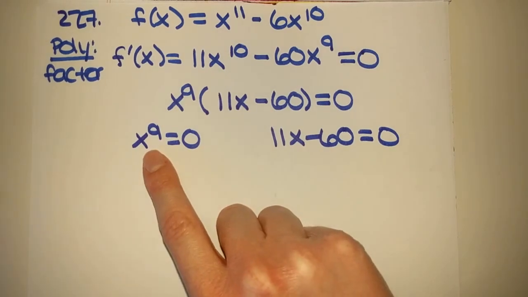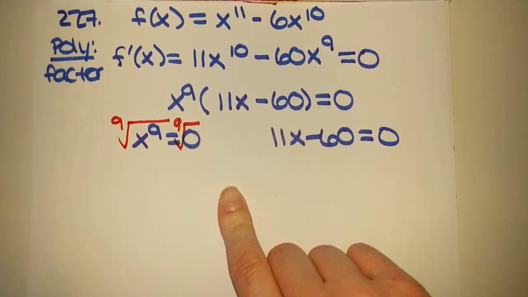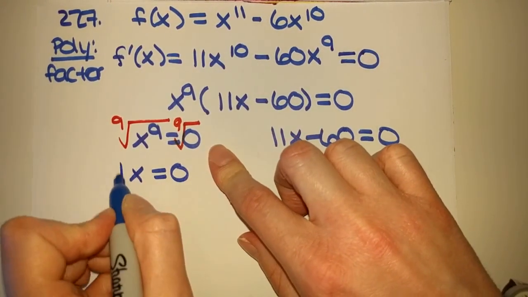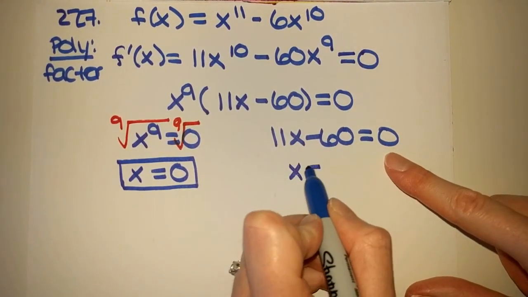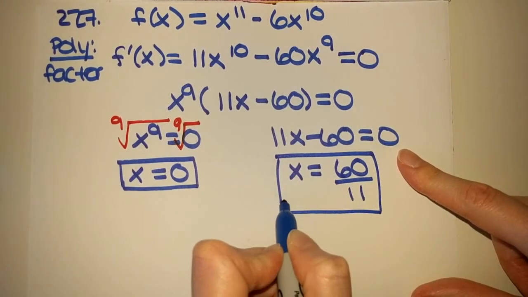Now to undo this 9th power, you would take the 9th root. Keep in mind that with the odd powers, you do not add a plus or minus, even if it had been like 1 here, for example. So you just get x is equal to 0. And then over here, you would add 60, divide by 11 to get 60 over 11.